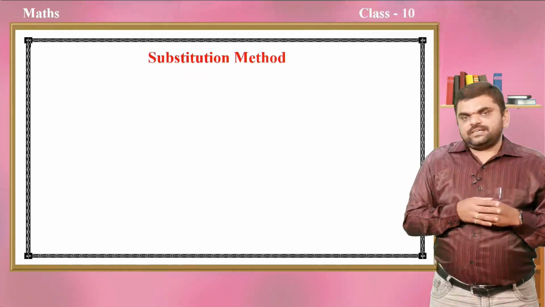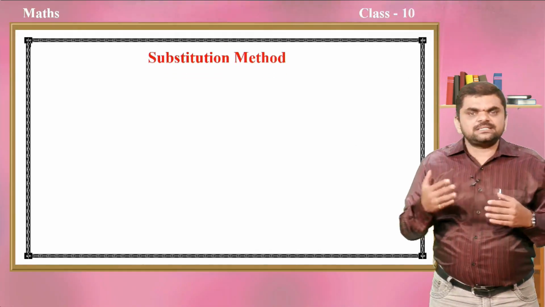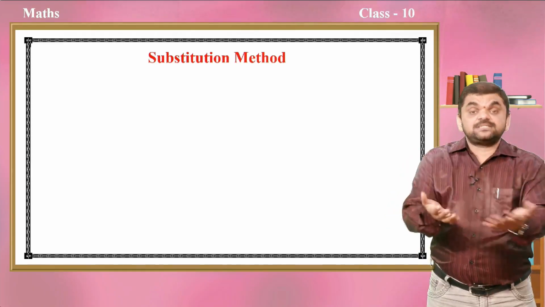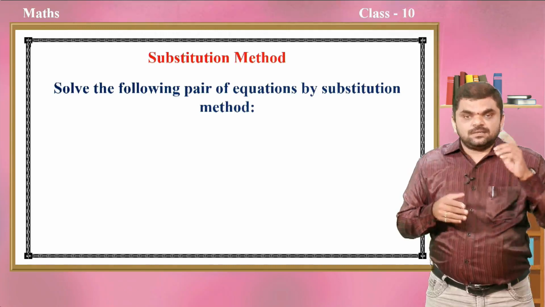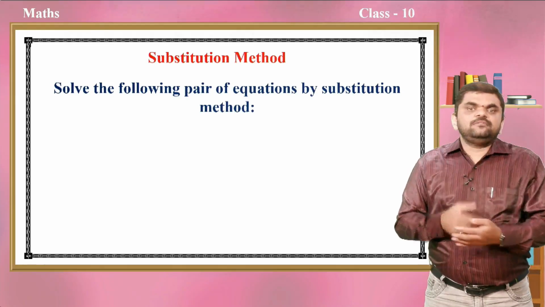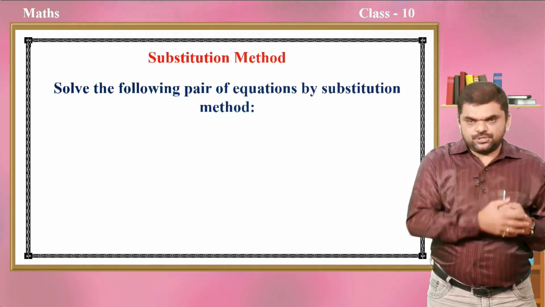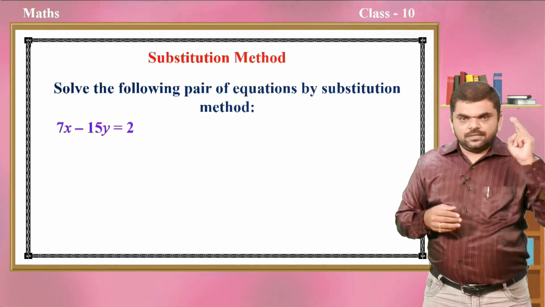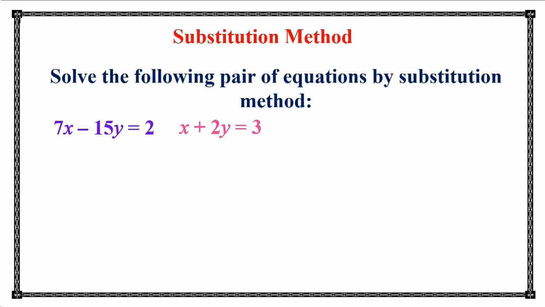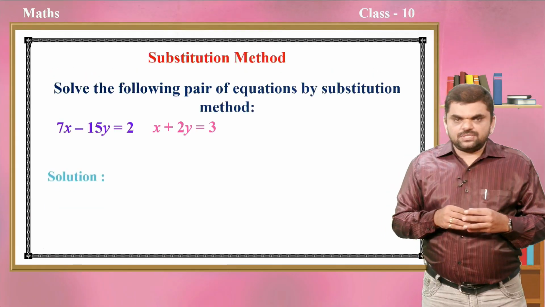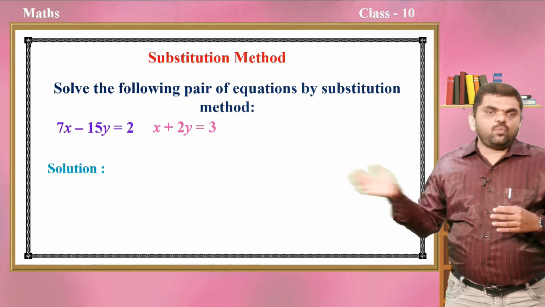Now first I will take the substitution method. What is the substitution method? The name itself suggests it is substituting. What do you mean by substituting? By taking one example we will check. Children, there are two equations: 7x minus 15y is equal to 2 and x plus 2y is equal to 3. Now we have to solve these two equations for x and y.